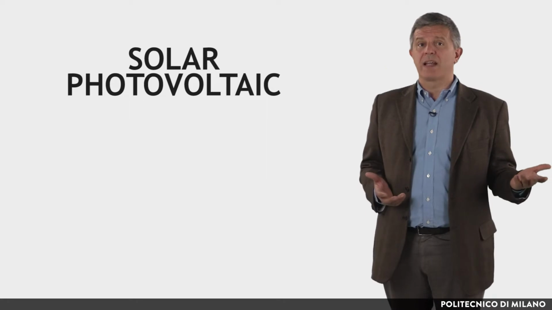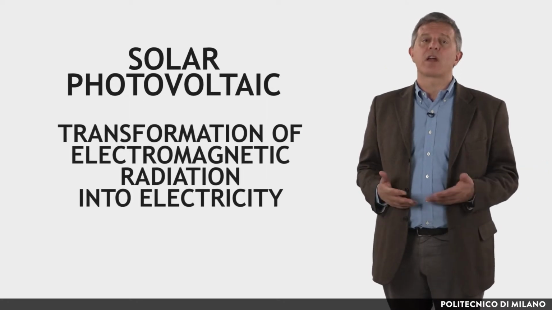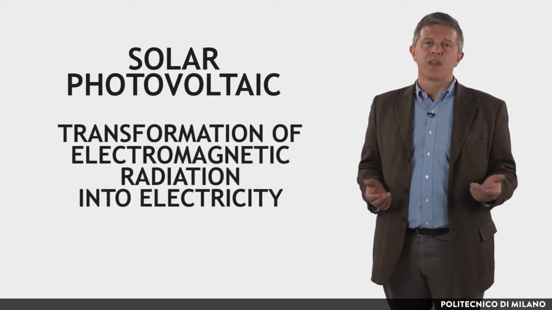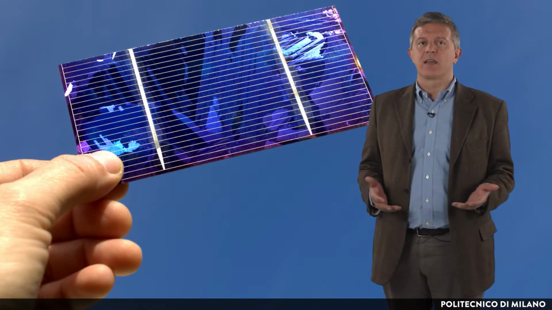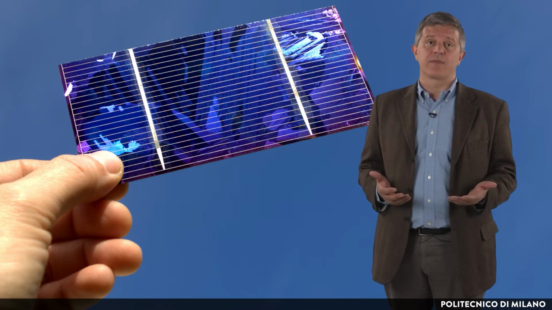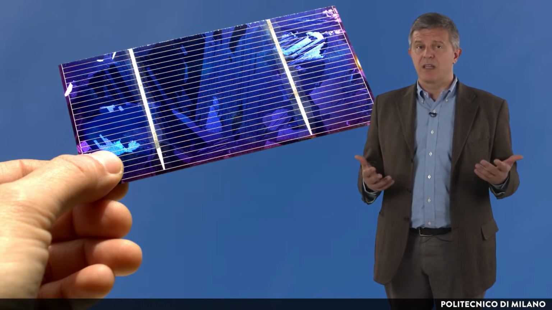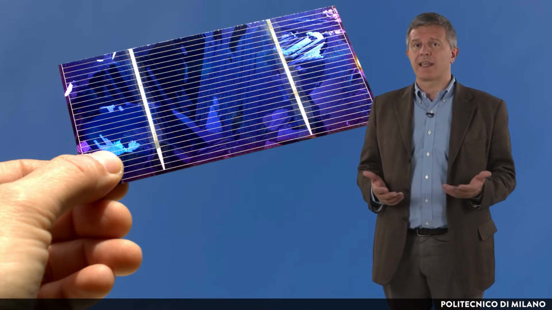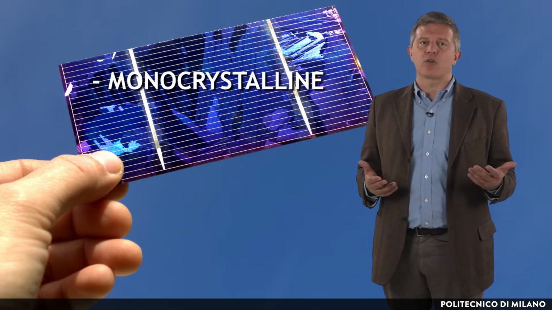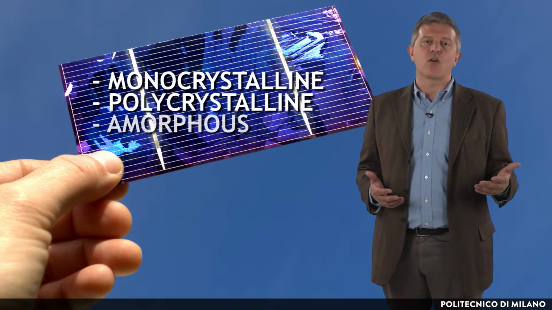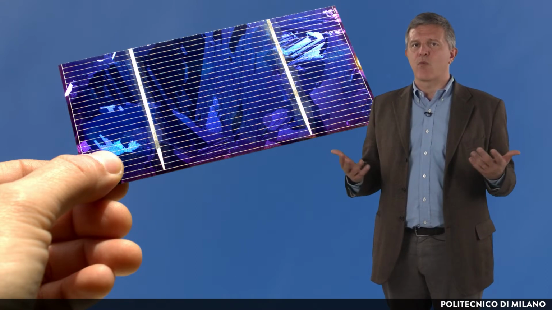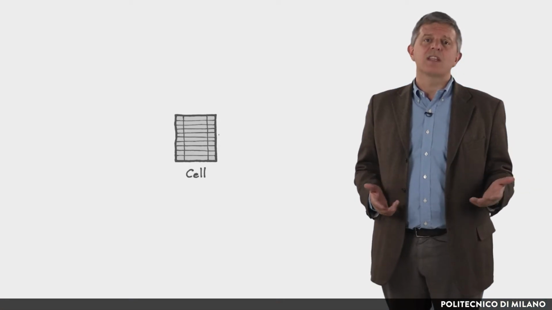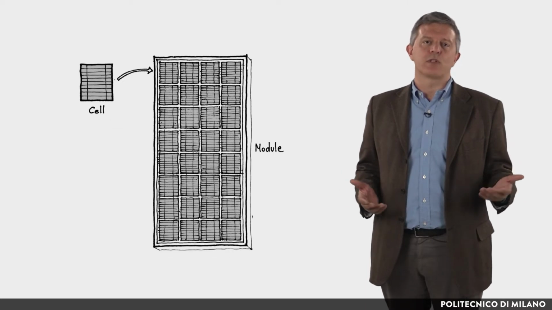A photovoltaic plant allows for the transformation of solar radiation into electricity. The conversion takes place thanks to the so-called PV cells, made of semiconductor materials. Nowadays, the most used material for photovoltaic cells is silicon, which can be monocrystalline, polycrystalline or amorphous. In order to be protected from weather and external factors, the cells are assembled into modules.